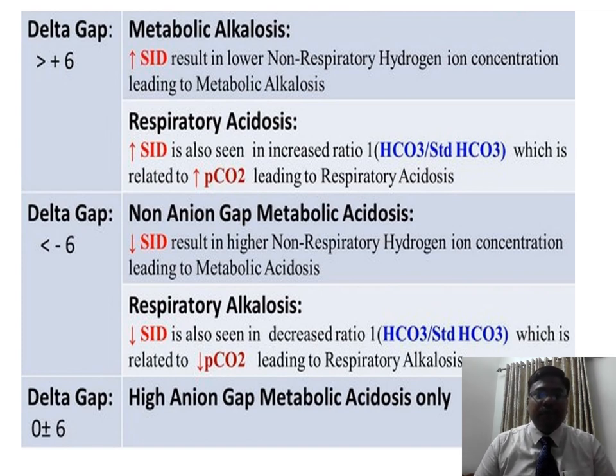Similarly, delta gap less than minus 6 means lesser strong ion difference. So if the strong ion difference is very low, then the non-respiratory hydrogen concentration will be very high. That can lead to metabolic acidosis, so non-anion gap metabolic acidosis. And similarly, the decreased strong ion difference can also be seen in decreased ratio 1, because the ratio 1 also decreases with decrease in PCO2. That is seen in respiratory alkalosis.